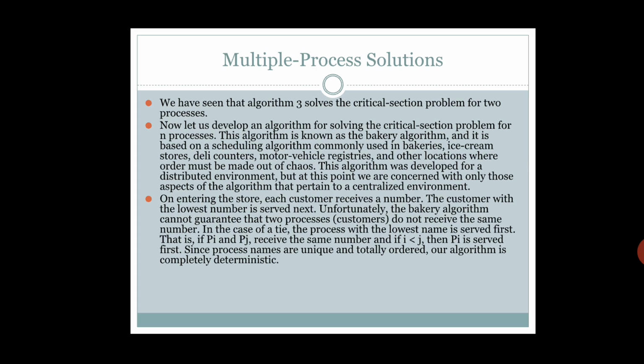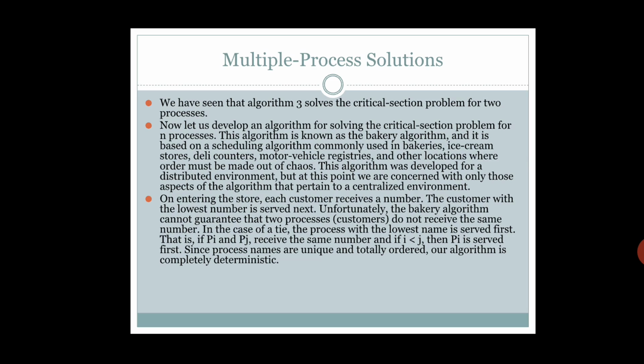So ultimately our goal is to find a solution for the critical section problem. On entering the store, each customer receives a number. The customer with the lowest number is served next. Unfortunately, the bakery algorithm cannot guarantee that two processes, or in this real-time example, two customers, do not receive the same number.